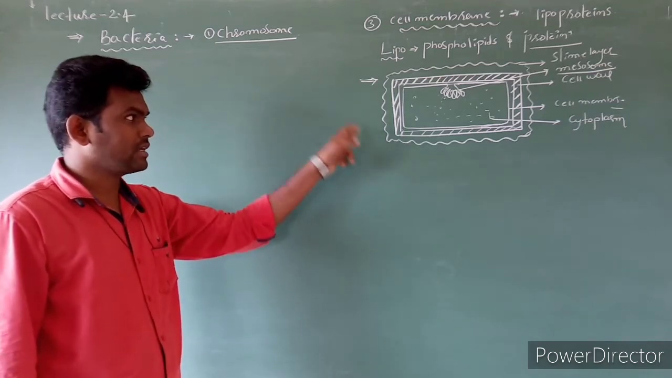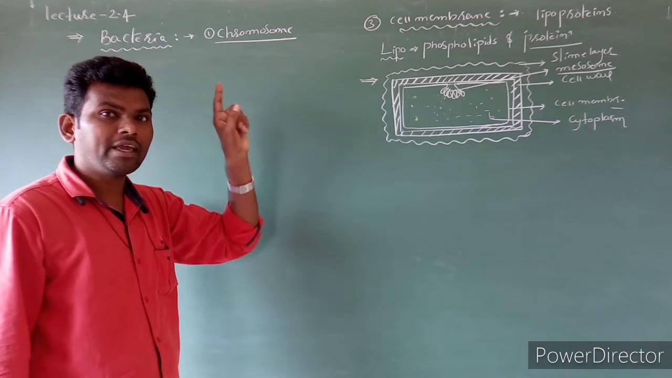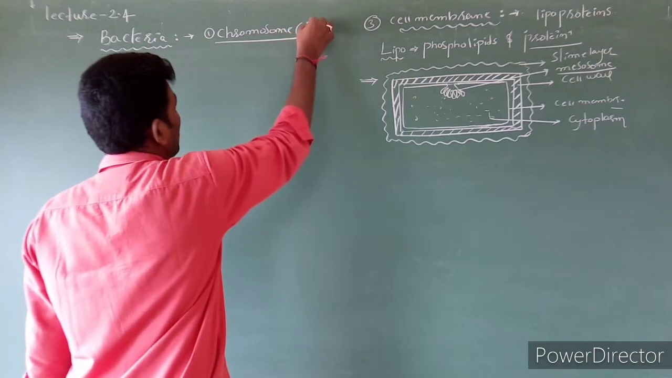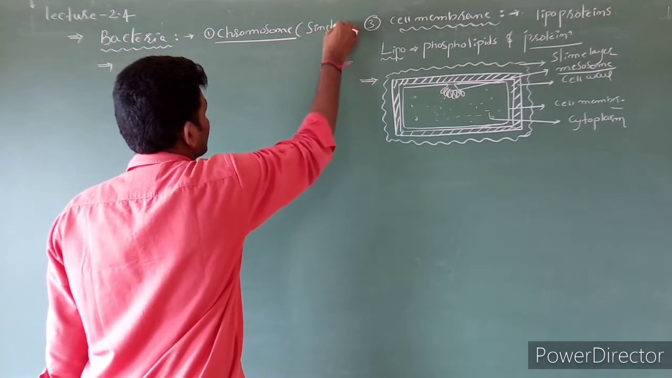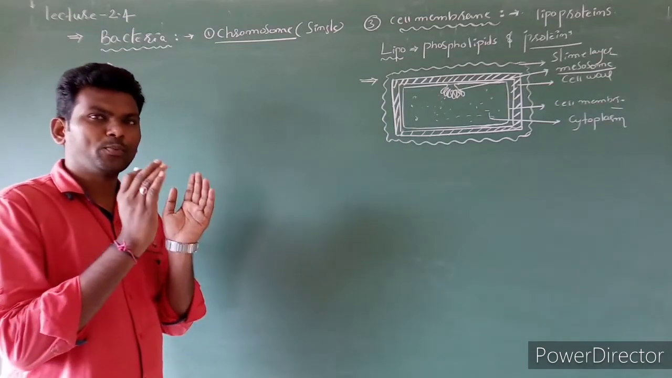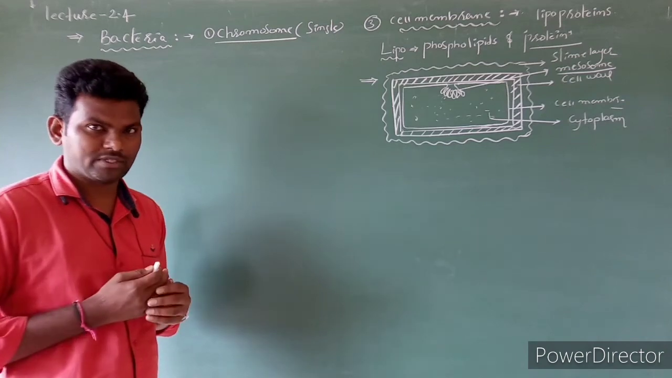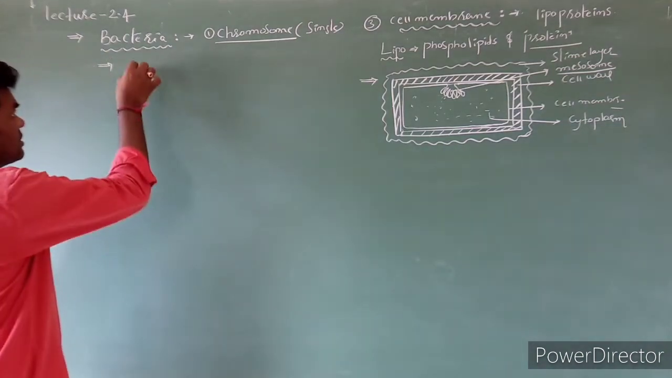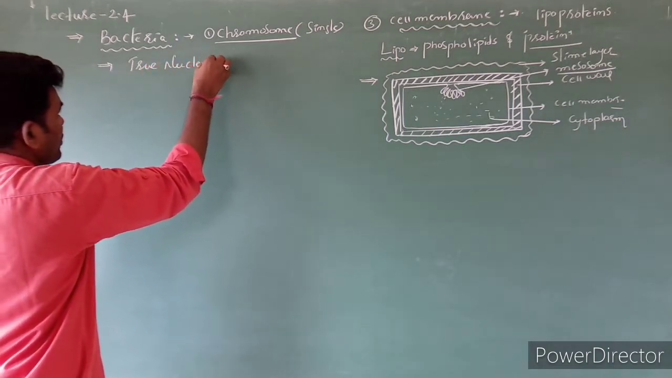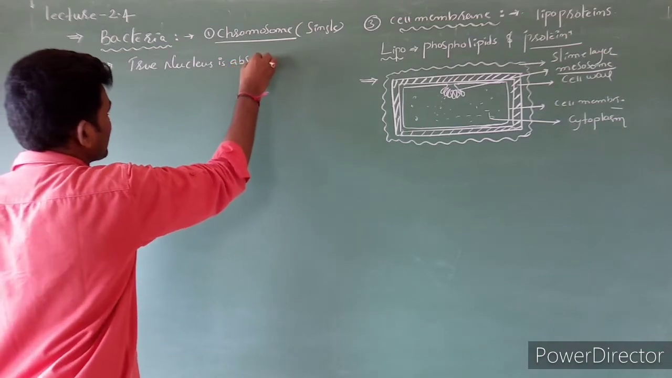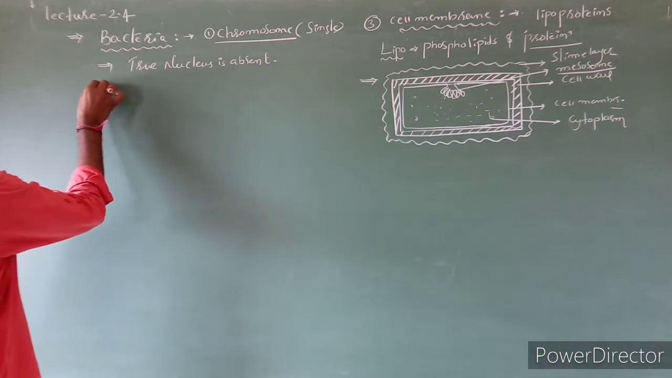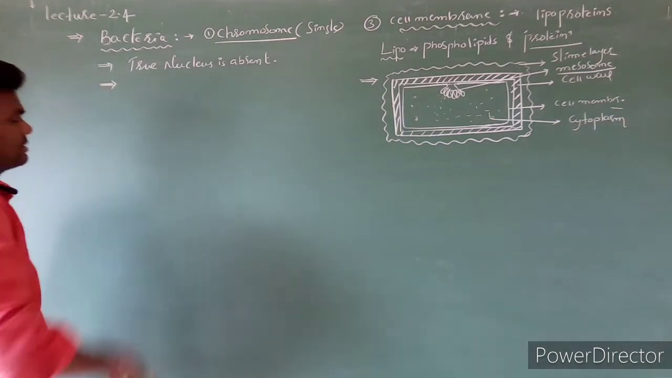But bacteria is a haploid cell. Only one single chromosome is present. And unlike the eukaryotic cell, there is no prominent, clear nucleus. So here we write: true nucleus is absent. So it means the chromosome is present in the cytoplasm.